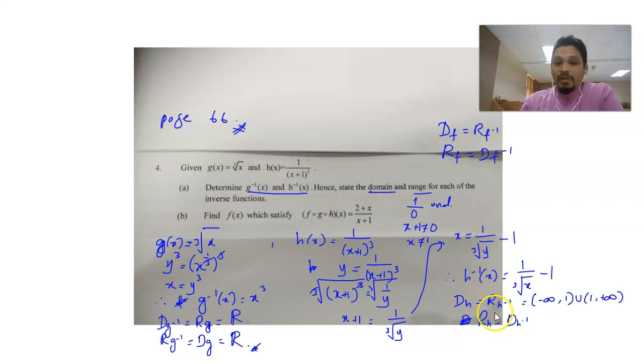And then the range of h and also the domain of h inverse. So this is the function of h inverse. h inverse of x equals this one here. And the value of x inside the cube root cannot be equal to 0, because 1 over 0 is undefined. So in this case, it tells us that the range of h equals all real numbers except when x equals 0.